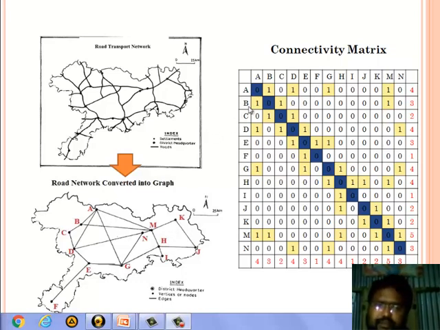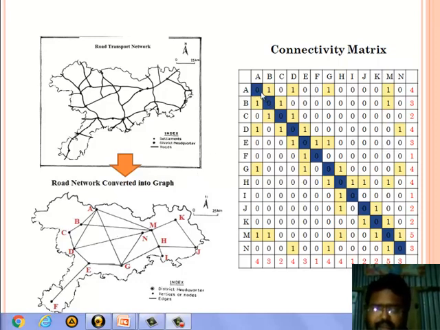In the case of B, we do the same thing. B is directly connected with A, therefore the value is 1. B to B there is no edge, therefore it is 0. B to C, B is directly connected with C, therefore it is 1. B is not directly connected with D, E, F, G, H, I, J, K, therefore the values are 0. But M is again directly connected with B, therefore the value is 1. And N is not directly connected, therefore the value is 0, and so on. We will fill up the matrix following this process.